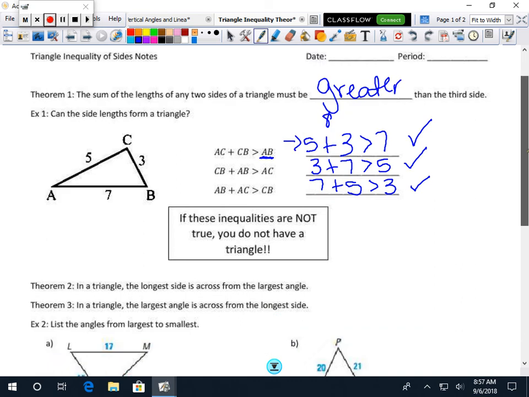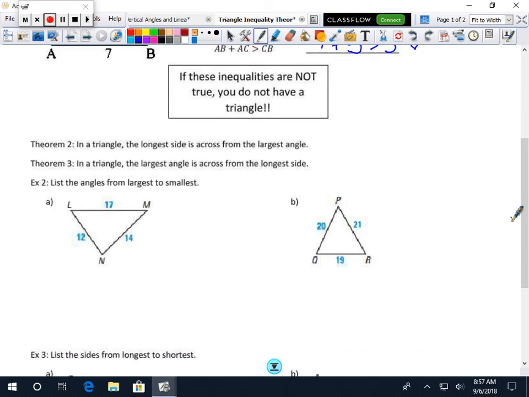The second theorem for the triangles we're looking at is: in a triangle, the longest side is always across from the largest angle. And theorem 3 is kind of the reverse of what I just said in theorem 2. In a triangle, the largest angle is always across from the largest side.